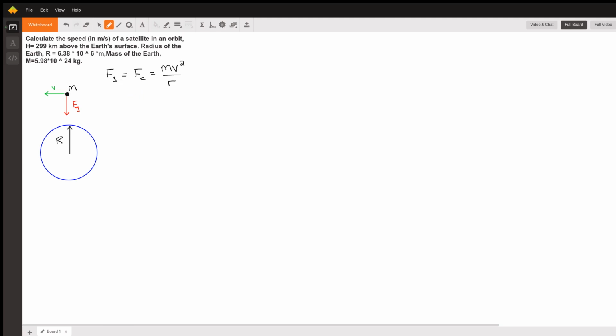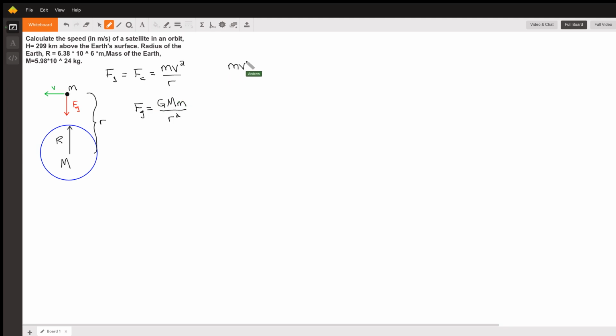And so the gravitational force between these two objects, the Earth and the satellite, is going to be equal to G, the gravitational constant, times M, the mass of the Earth, times small m, the mass of the satellite, all over r squared, where r is, again, the distance between their centers, so the radius of the path that the satellite is traveling. And so these two things need to be equal to each other. So what we can do is equate them.